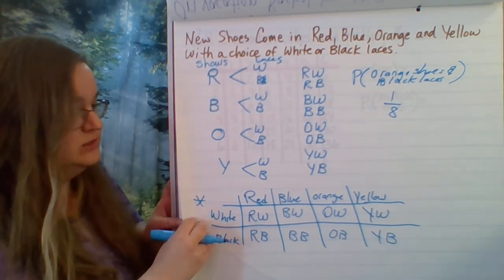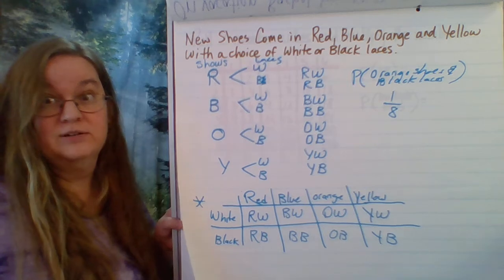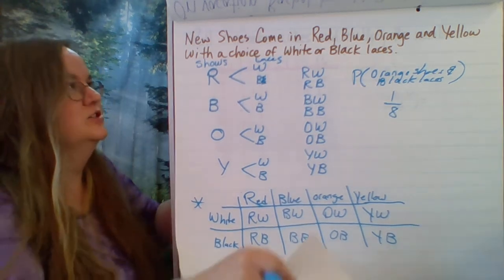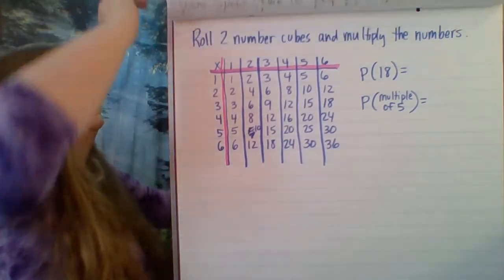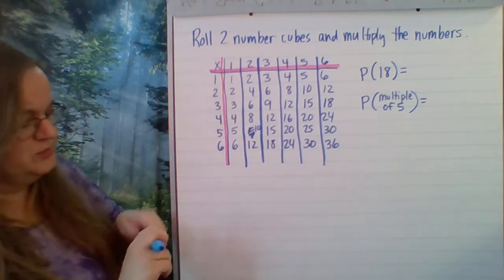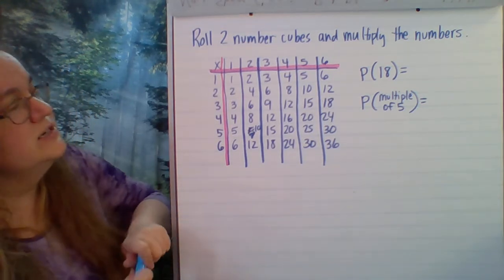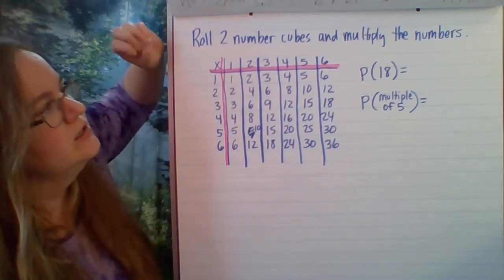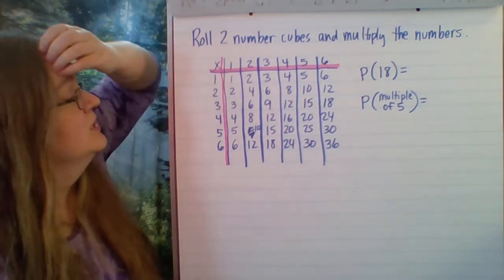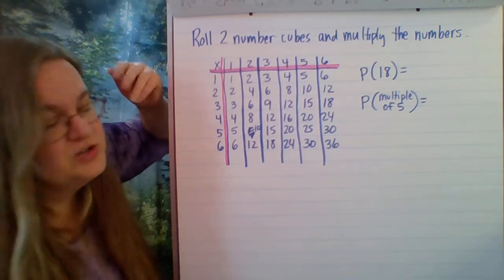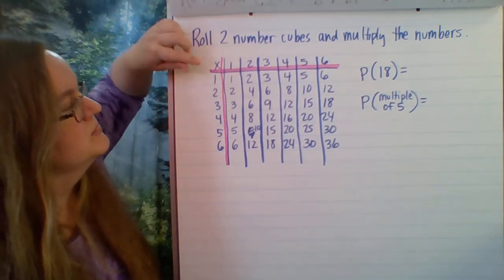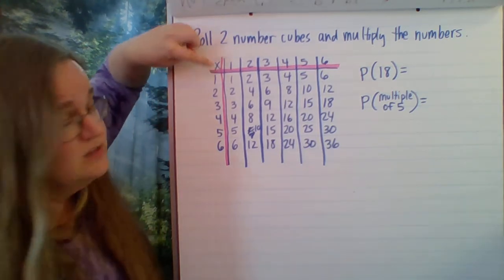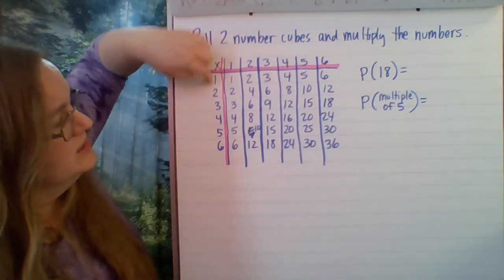Okay. So I would like you to pick what you're more comfortable with in terms of writing that out. All right, let's look at one more example. Let's say you rolled 2 number cubes, so those are 1 through 6, and you want to multiply the numbers and then answer some questions about it. So all the different possible outcomes. This is a good one for a table. You've got 6 this way and 6 this way.